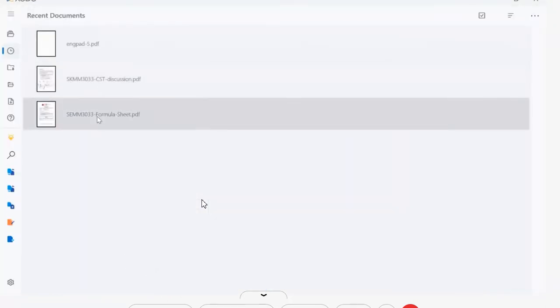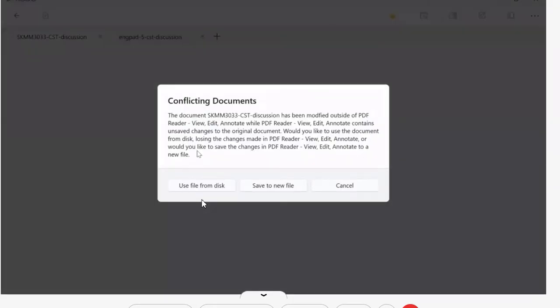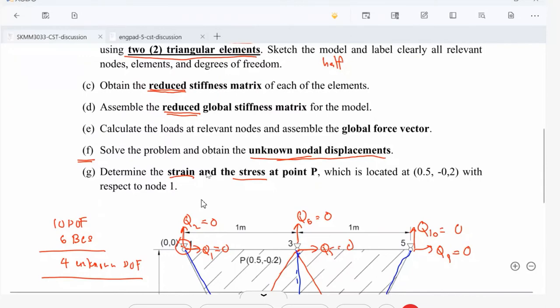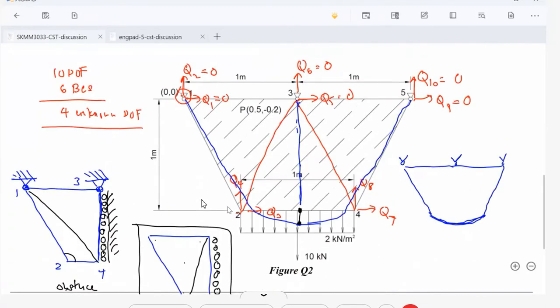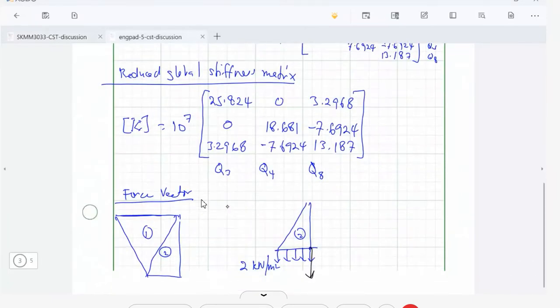Is for the whole structure. But in our case, we are only studying half of the structure. Only half of the structure. Because of that, now instead of this equal to 10, it becomes 5. Only 5 kilonewton.